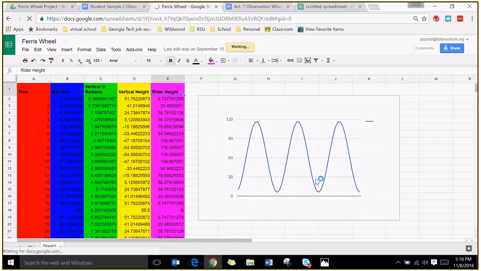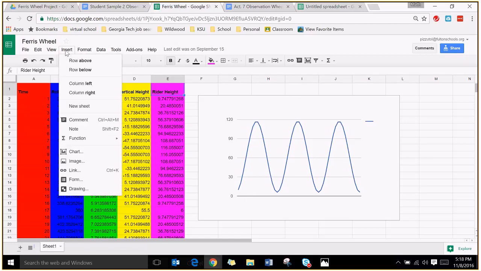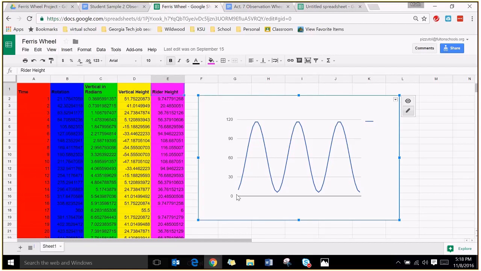And there's your graph. Does the graph automatically come up? Well, you've got to create the graph. So you do insert, and then you insert a graph, and it just makes it itself from the data, using the time and the rider's height.